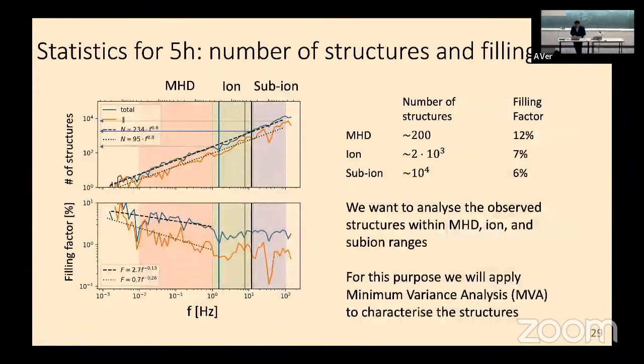So if we take the whole statistics of the detected events, we found around 200 MHD scale structures with a filling factor of around 12%, about 2,000 structures at ion scales, and about 10,000 structures at sub-ion scales. Now we would like to classify these structures, if there are more current sheets among them, or ion vortices, or magnetic holes.